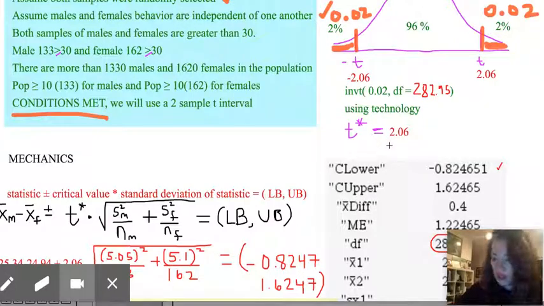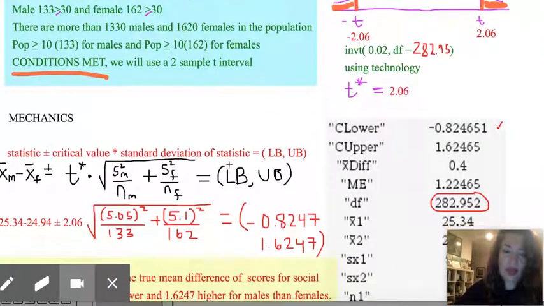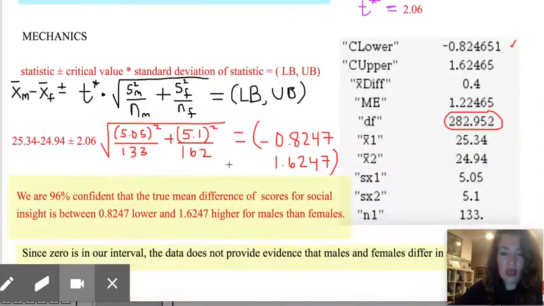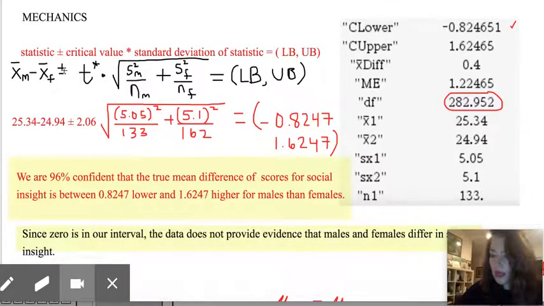Now, we need this critical value when we're doing the mechanics. Taking a look at the mechanics, the formula is always the same for confidence intervals. It is a statistic plus or minus your critical value times the standard deviation of the statistic. That equals the lower and upper bound. As I've mentioned many times, you want to write your formula in words. You don't have to write it in symbols, but I wrote the symbols below.